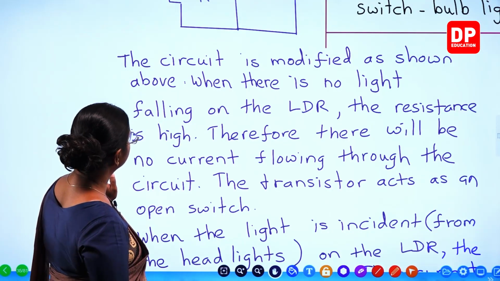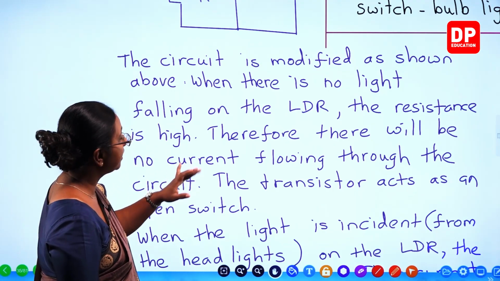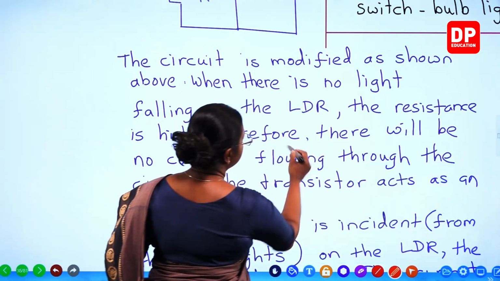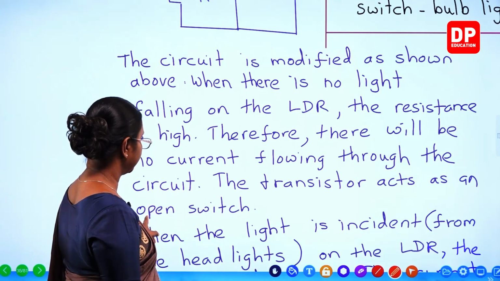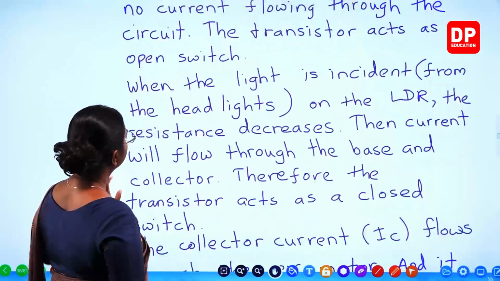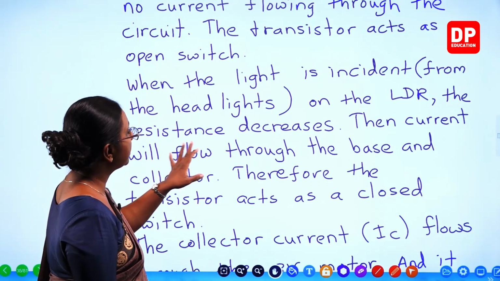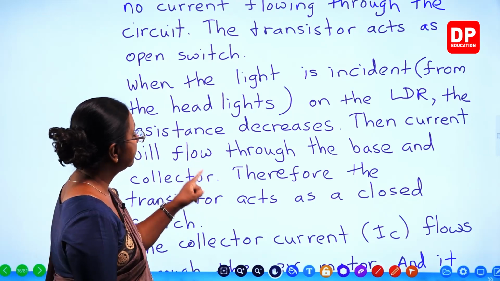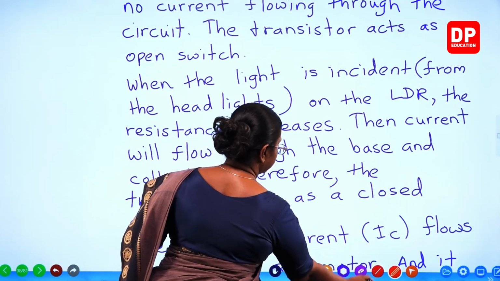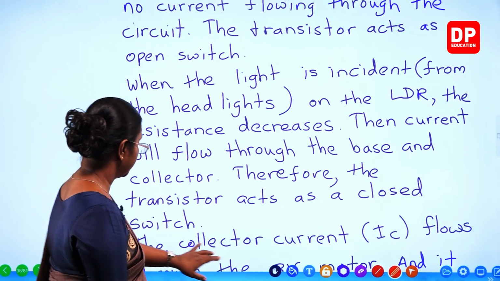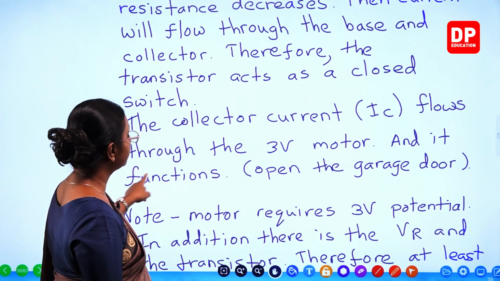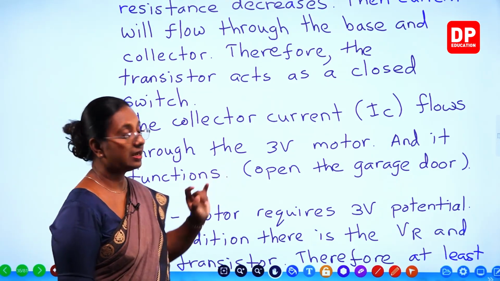The circuit is modified as shown above. When there is no light falling on the LDR, the resistance is high. Therefore, there will be no current flowing through the circuit. The transistor acts as an open switch. Then, when the light is incident, that is from the headlights on the LDR, the resistance decreases. Then current will flow through the base and collector. Therefore, the transistor acts as a closed switch. The collector current, that is IC, flows through the 3-volt motor and it functions, that is, to open the garage door.